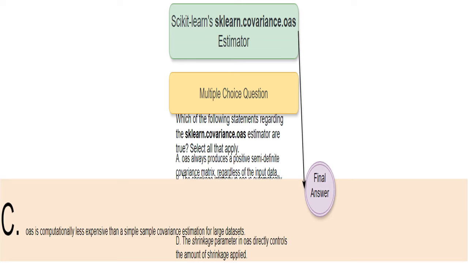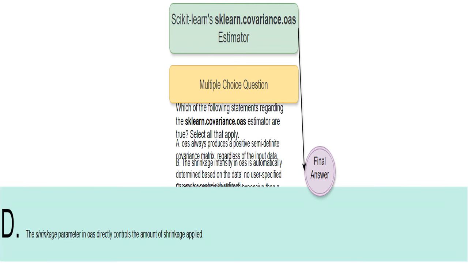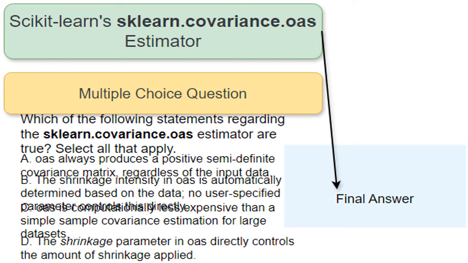Here, I'm exploring the computational cost. Is OAS always faster than calculating a simple sample covariance? Computational efficiency matters when dealing with big datasets. Finally, I ask, can we directly control the amount of shrinkage in OAS using a specific parameter? Understanding parameter control is key to using any algorithm effectively. I'll reveal the correct answers to the quiz at the end. Let's see how well you understood the features of the OAS estimator.